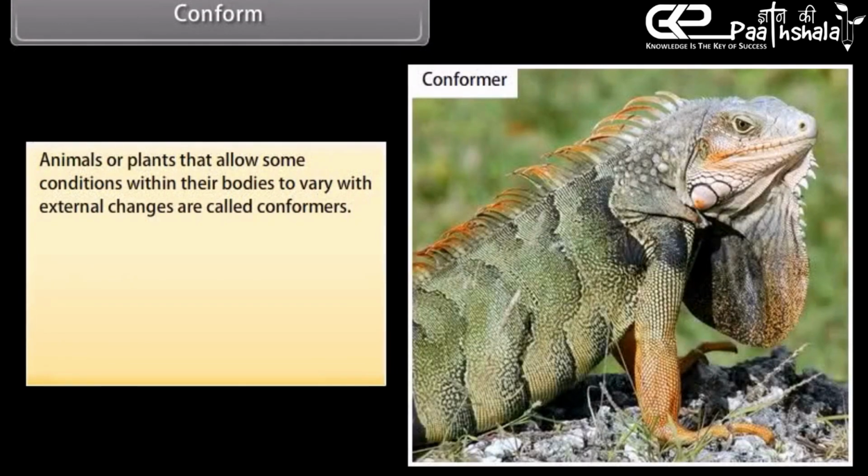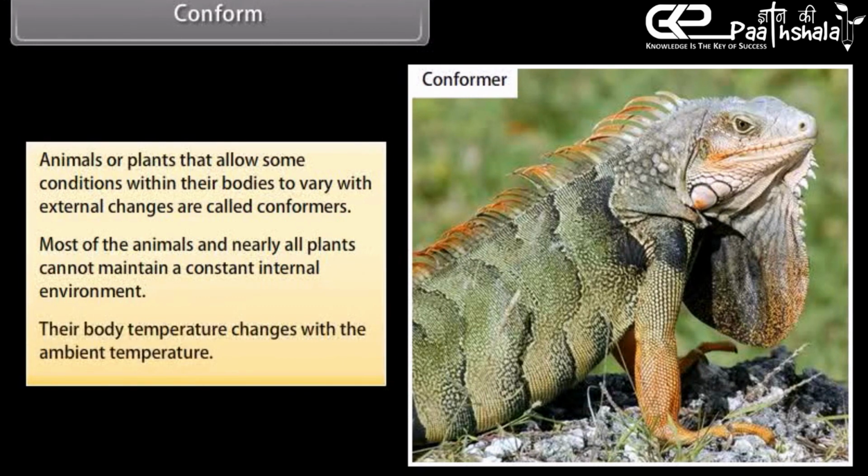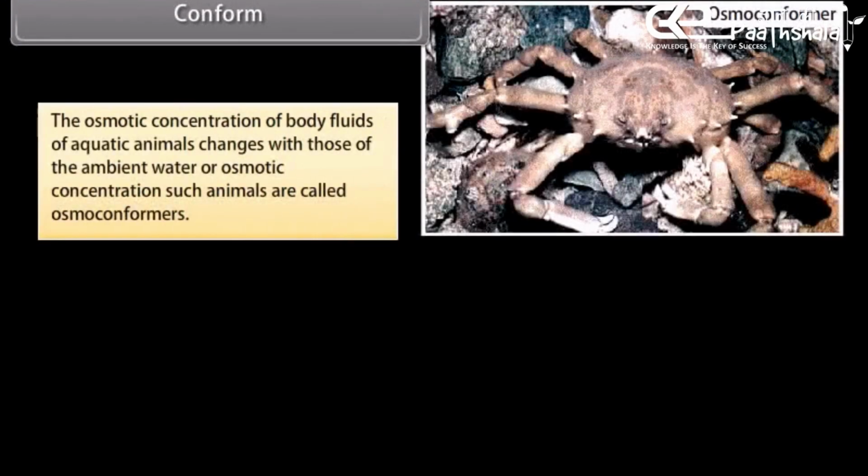it. Conform. Animals or plants that allow some conditions within their bodies to vary with external changes are called conformers. Most of the animals and nearly all plants cannot maintain a constant internal environment. Their body temperature changes with the ambient temperature. The osmotic concentration of body fluids of aquatic animals changes with those of the ambient water or osmotic concentrations. Such animals are called osmoconformers.